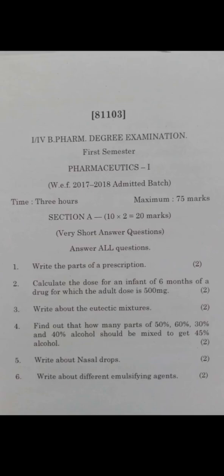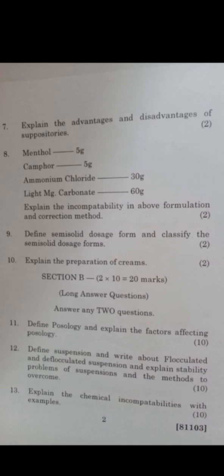And write about emulsifying agents. Just try to write what an emulsifying agent is and what its uses are, and try to mention examples of emulsifying agents. And next, explain the advantages and disadvantages of suppositories. When they ask this question, don't write only advantages and disadvantages. First of all, give the definition of suppositories, then the advantages and disadvantages of suppositories, and try to mention the uses of suppositories.